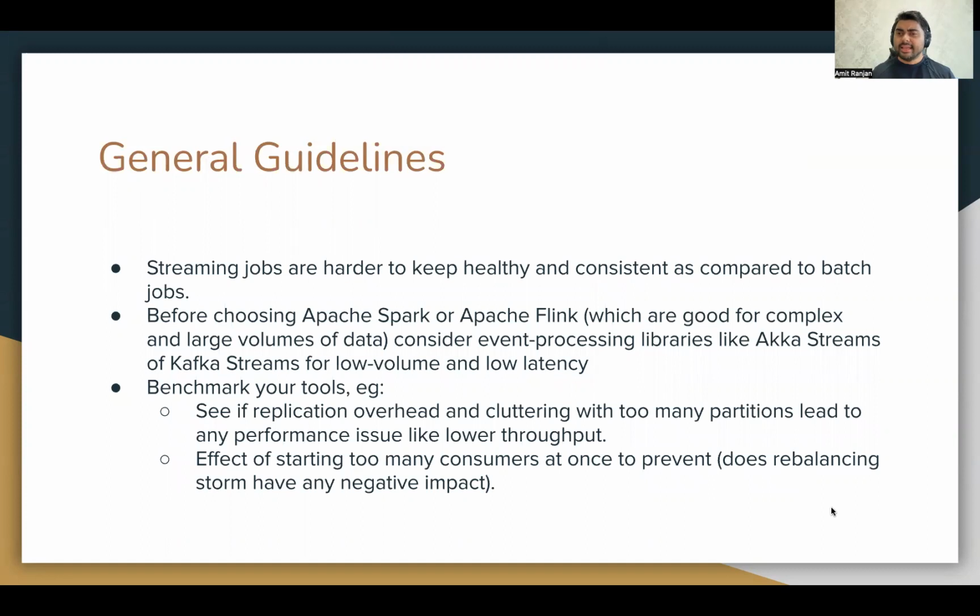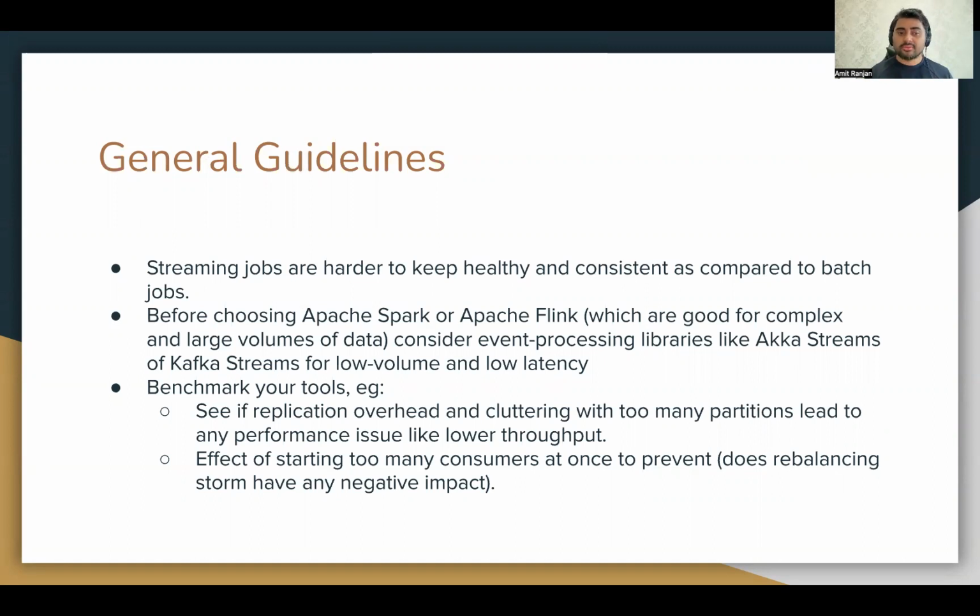Moving on next, think if you can make use of event processing libraries like Akka Streams or Kafka Streams instead of going to Apache Spark or Apache Flink, which are more heavyweight. Streaming jobs have a requirement to have more involvement in order to keep them healthy and consistent. Sometimes these low footprint event processing libraries can be a good fit for your use cases, especially if you need low latency over not so high volume of data and if you don't have very complex processing.